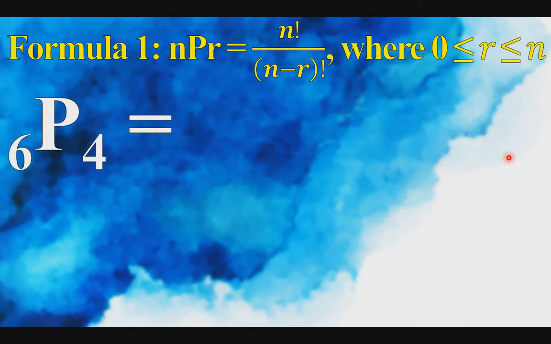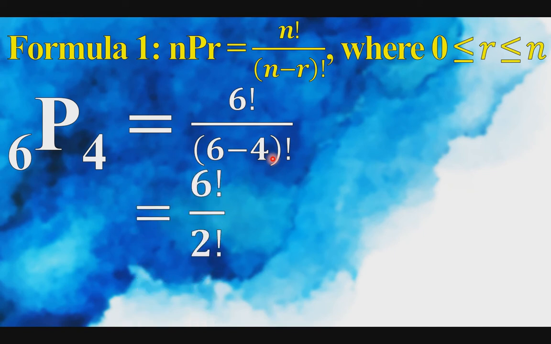Next, using the formula 1 as well. So, again, ang basa natin dito is permutation of 6 objects taken 4 at a time is equal to, palitan yung N ng 6 and yung R naman ng 4. So, ano na lang magiging denominator natin? 6 minus 4 is 2. Kaya 2 factorial na lang po ang natira dito.